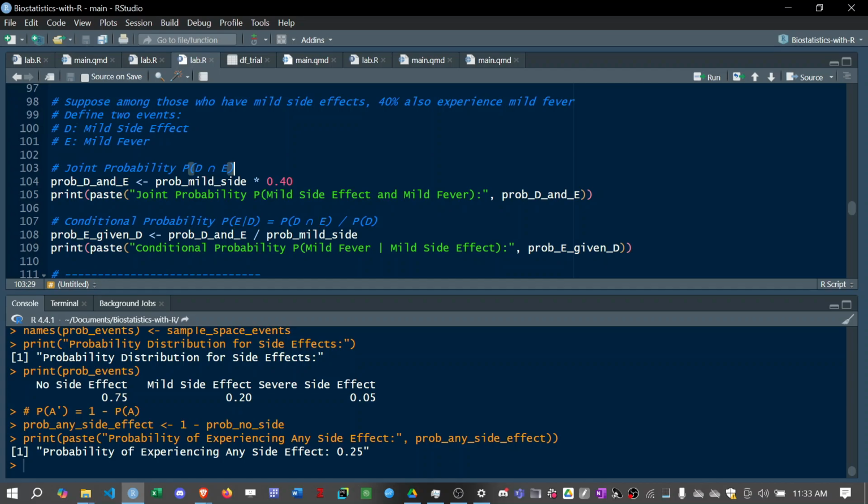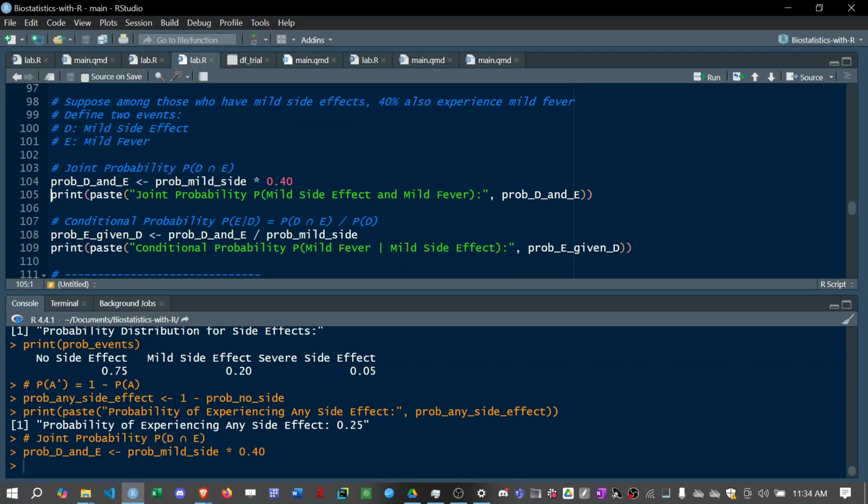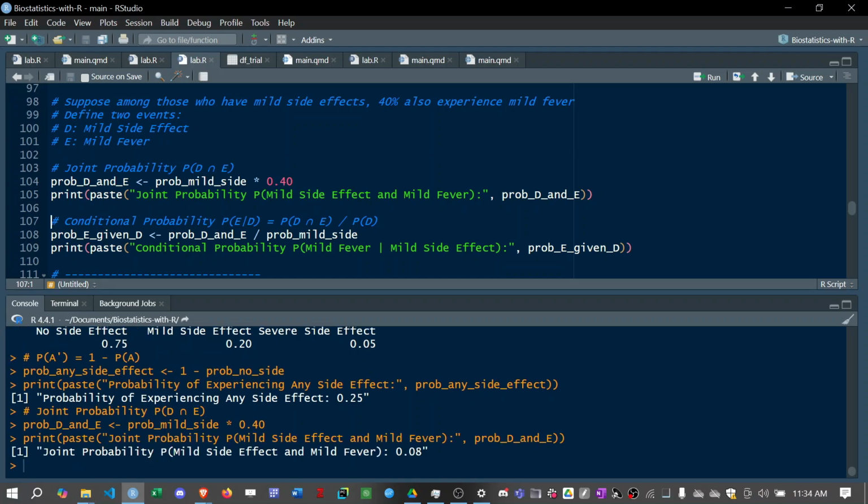I told you earlier that when we have the probability of A and the probability of B, we use the multiplication rule. The person can have mild side effects and also have mild fever. So we multiply the probability of 0.2 for mild side effects with 0.4, and we get the probability of having mild side effects and mild fever, which is 0.08.